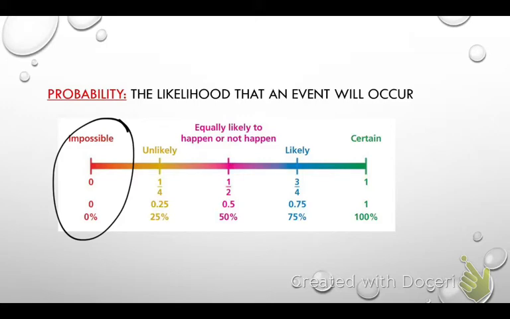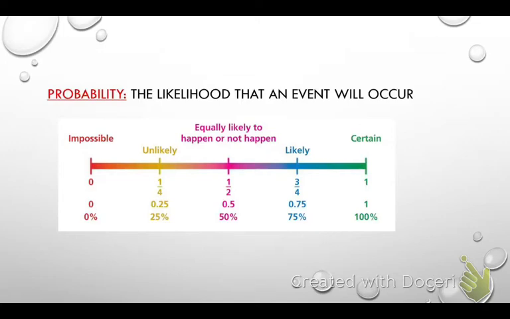Who else can tell me something else that is impossible? 0% chance it will ever happen. All right, we've got another water example. It is impossible to run on water. There's a 0% chance that you will be able to run on water. Excellent. Okay, so that's a little bit to do with impossible.